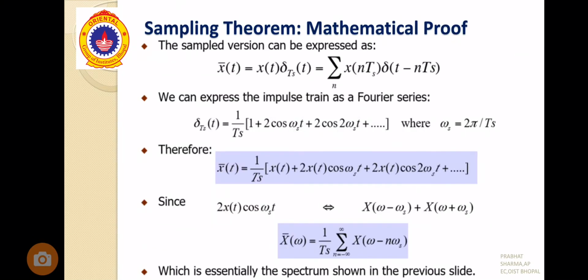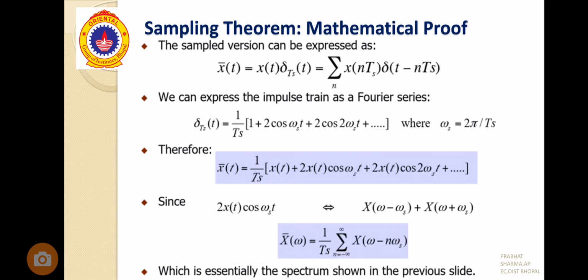Next proof, mathematical proof. What is x bar t? Sampled signal. Sampled signal is equal to xt multiplied with del tst. Xt is the message signal, that is the analog signal. Del tst is a periodic impulse, that is a train of impulses. We are multiplying analog with the train of impulses and we are getting the sampled signal, that is x bar t.